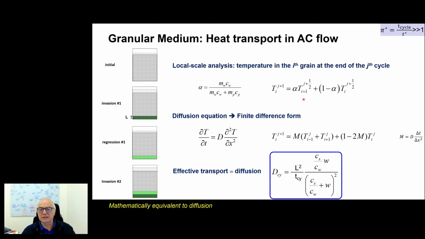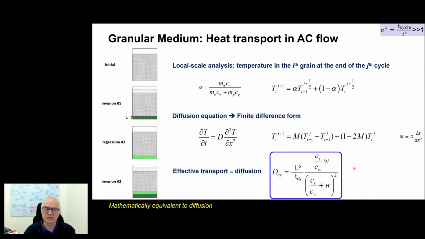So once again, I start with heat conservation at the particle level. I expand it. I realize that it is the same as the finite difference solution of the heat transport equation, diffusive heat transport. And these two become equal when the equivalent diffusion coefficient in the cyclic motion is equal to the length scale of invasion squared, this is L squared, divided by the period of every cycle, and it is related to the water content and the heat capacities of the materials involved.